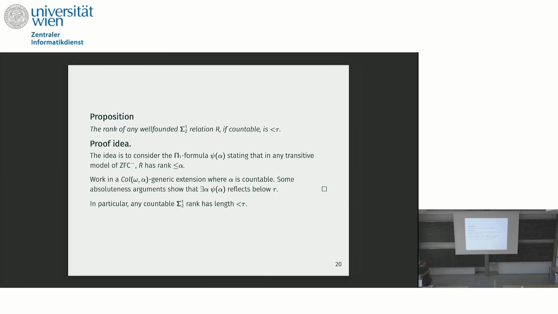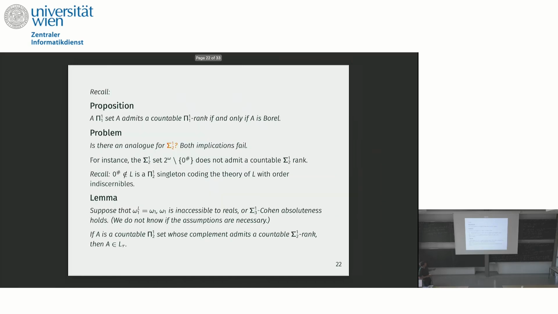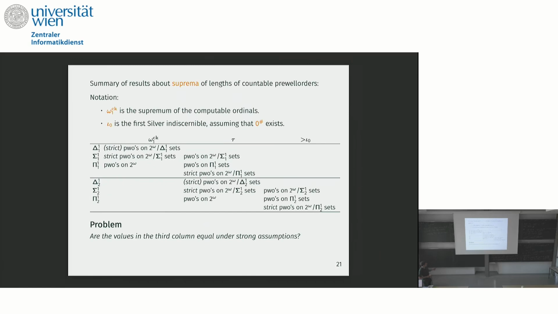And then we can reflect this formula below tau. This is this Tarski test property. You can reflect Σ² formulas below tau. All right. All I wanted to say about that. All right, so then here are just some computations one can get out of this.